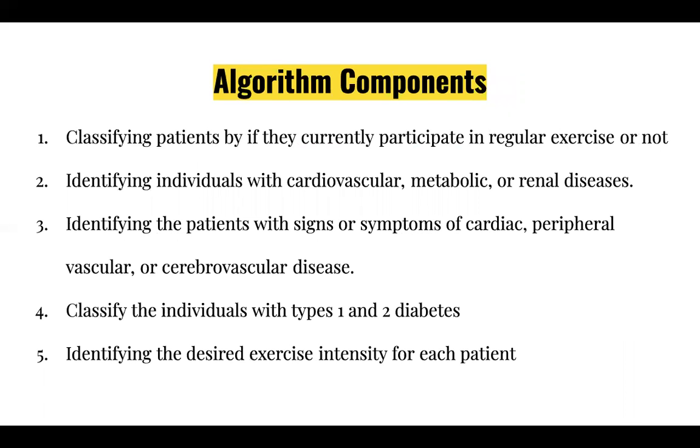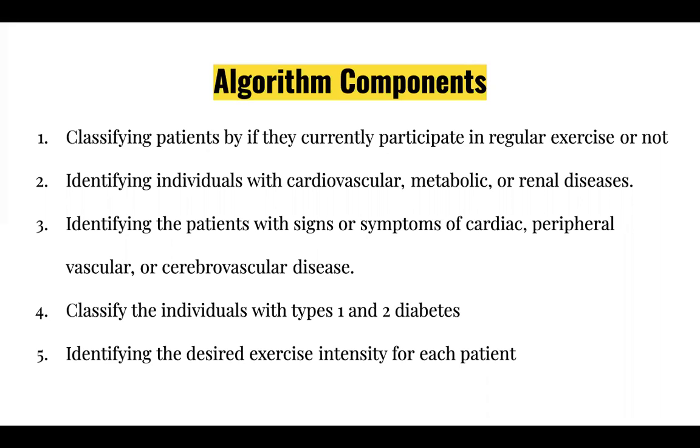The components of the algorithm, there are five main ones. The first one is classifying patients by whether they currently participate in regular exercise or not. The second one is identifying individuals with cardiovascular, metabolic, or renal diseases. The third one is identifying patients with signs or symptoms of cardiac, peripheral vascular, or cerebrovascular disease. The fourth component is classifying individuals with type 1 and type 2 diabetes. The fifth component is identifying the desired exercise intensity for each patient.